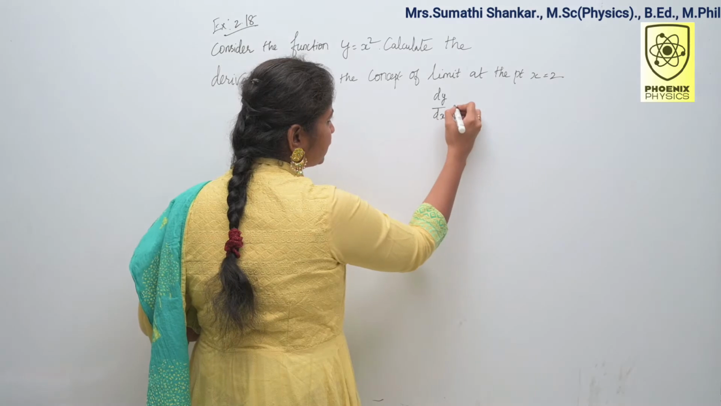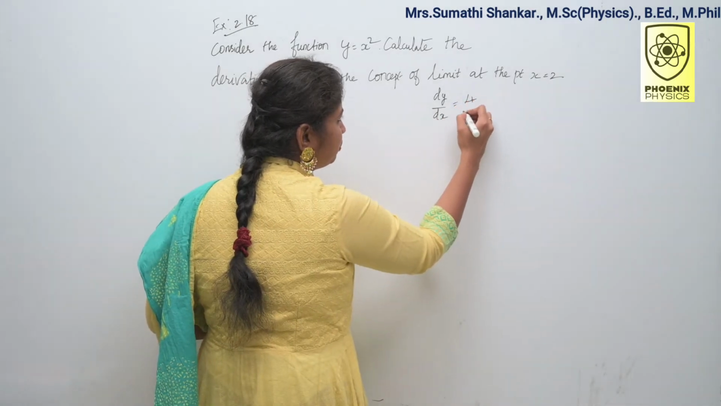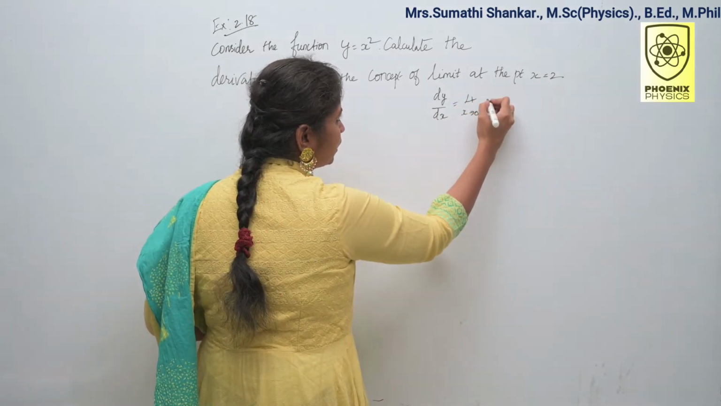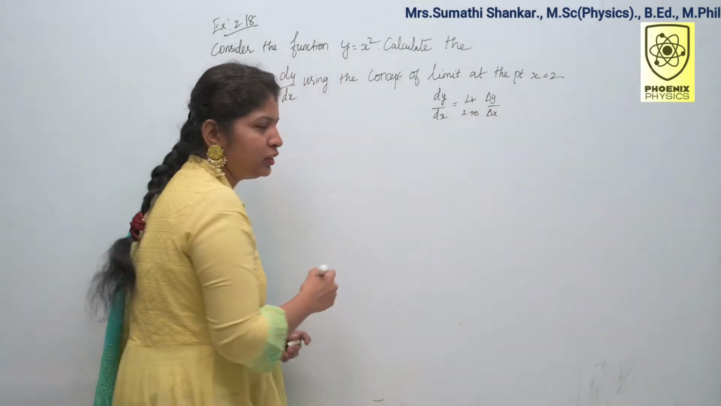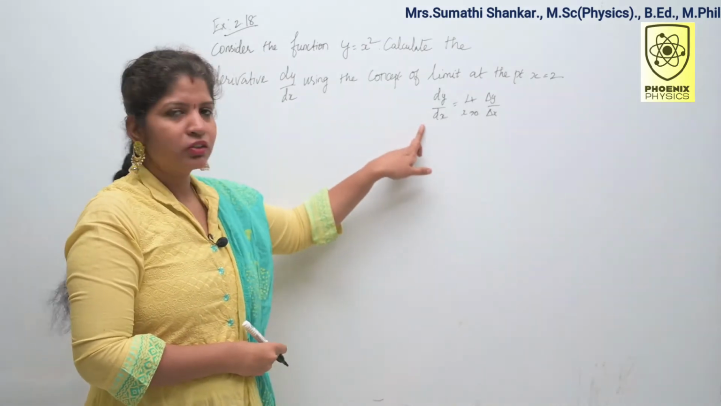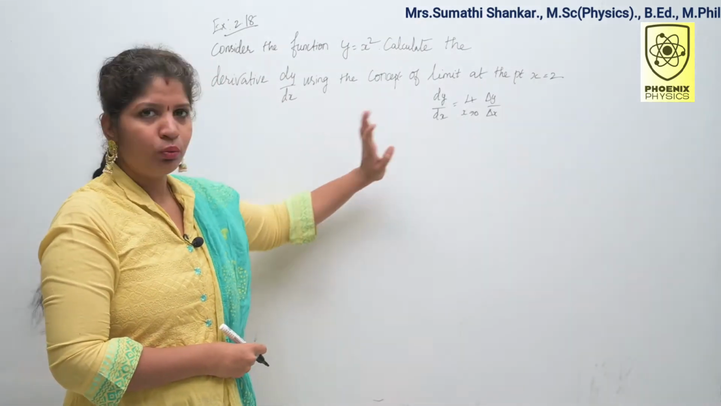What is dy by dx? It is nothing but, when limit delta x tends to 0, delta y by delta x can be represented as dy by dx. This dy by dx is nothing but our derivative. I hope you know that.